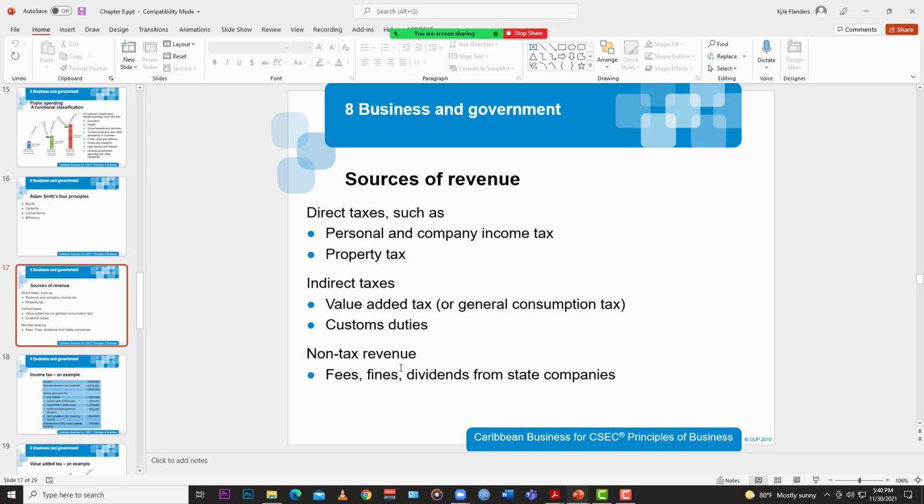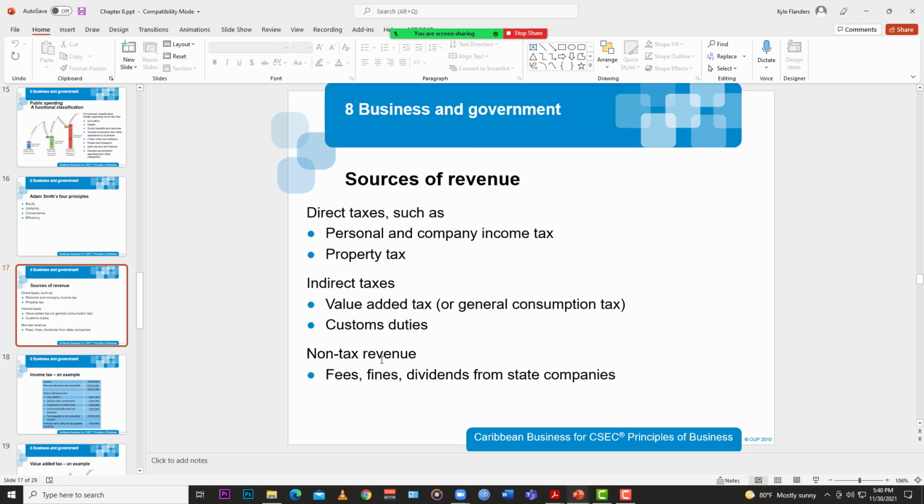But back to taxes. You have what we call direct and indirect taxes. So what are direct taxes? Direct taxes are those that come, as the name suggests, directly from the source. If you're working and you pay your levy or whatever, that's a direct tax. Income tax is an example. Personal and company income tax are examples. Property tax comes directly from the source. As the name suggests, direct tax.